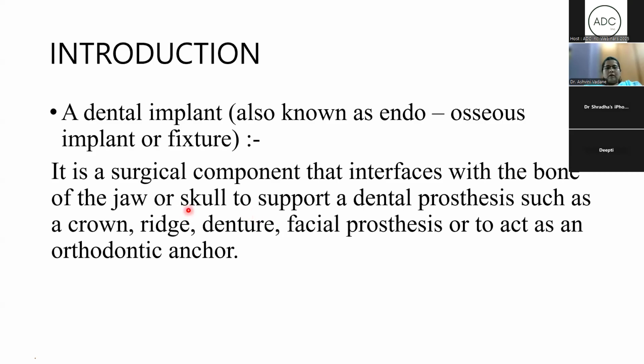So now we will see what a dental implant is. Till now we have just seen the introduction part. Now we will go through the theoretical aspect of this. So a dental implant, which is also known as an endoosseous implant or fixture, is the surgical component that interfaces with the bone of the jaw or skull to support a dental prosthesis such as a crown, bridge, denture, facial prosthesis, or to act as an orthodontic anchor. So this is the definition.